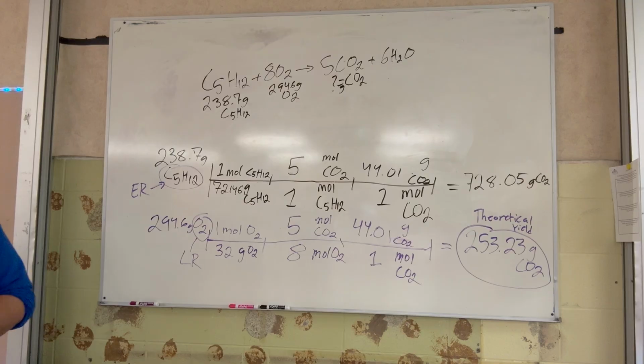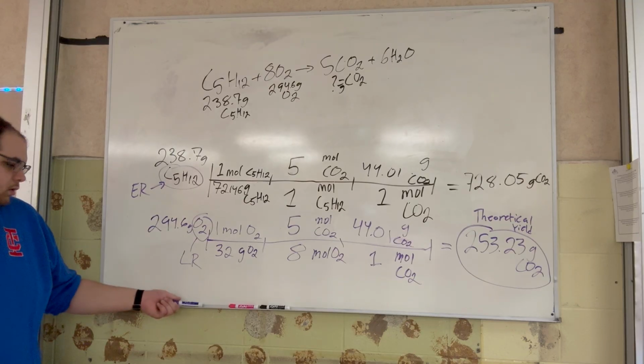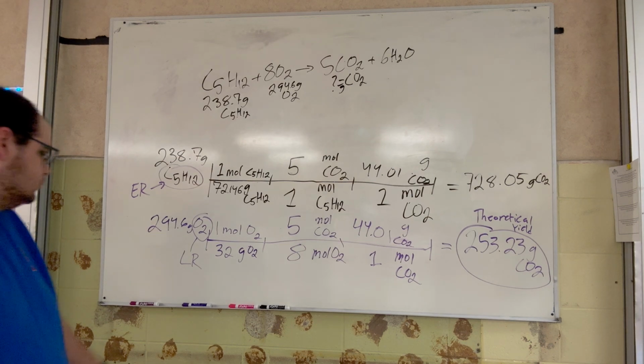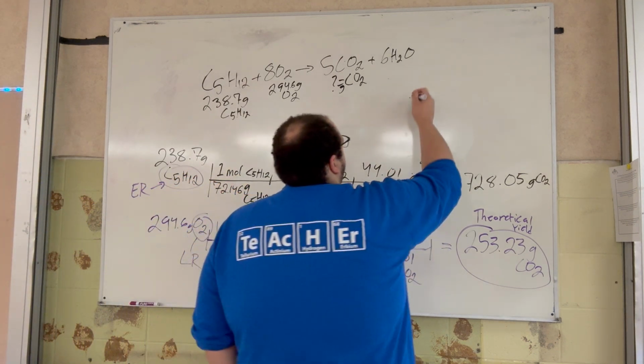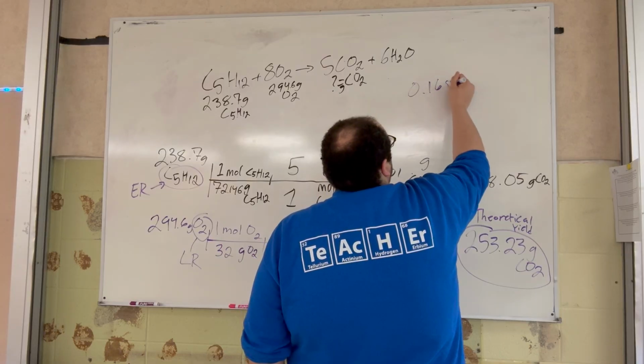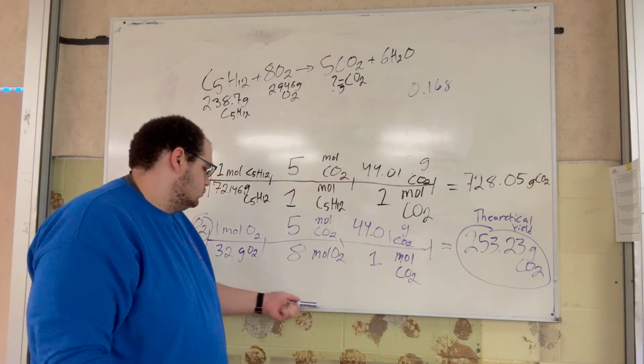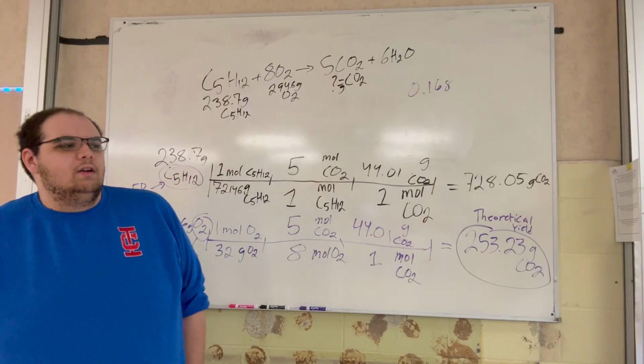So do you always go out 2 decimals in your theoretical yield? As long as you have at least 3 sig figs, you'll be fine. Hey, I have a question about sig figs. When you have a decimal like 0.168, does the 0 count as a sig fig? No. Leading zeros are never significant. Okay, do you need to do the third one?